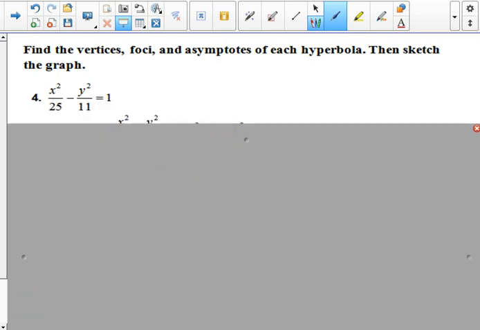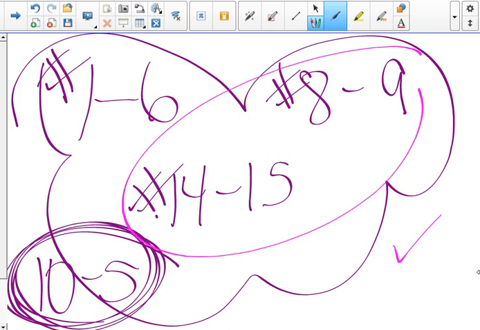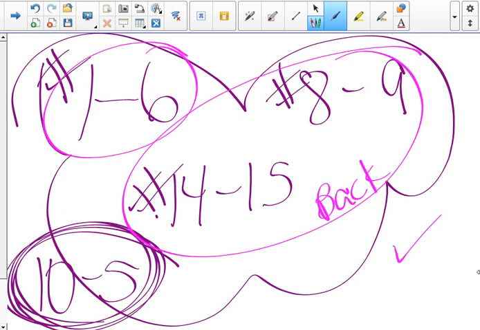And your assignment tonight, let me go ahead and give it to you. It's 1 through 6, 8 and 9, and 14 and 15. So circle those now. 8 and 9, and 14 and 15. These are on the back. And then 1 through 6 is the whole front side.